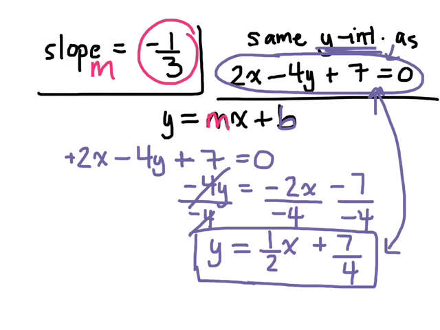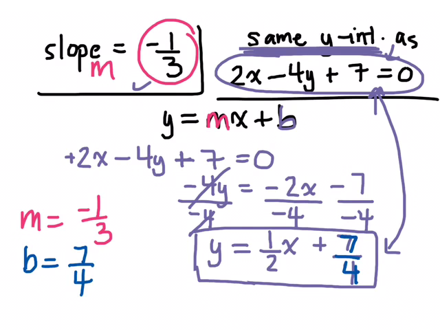Now that it's in slope-intercept form, what information do I need from that equation to answer this question? What did the question tell us? They told us you need to come up with an equation that has this slope and the same y-intercept as that line. Well, now that it's in slope-intercept form, who can tell me what the y-intercept is? Which one's the b? 7 over 4 is my y-intercept. So b is equal to 7 over 4. And like we discussed earlier, m is equal to negative 1 over 3.